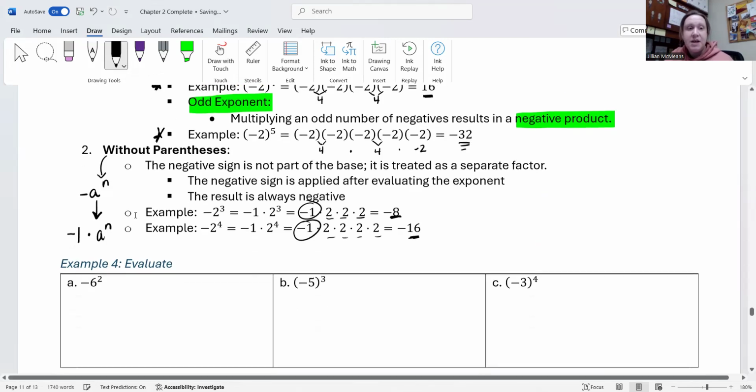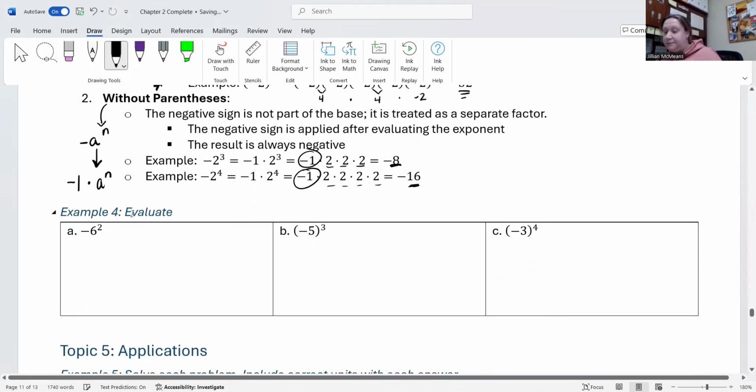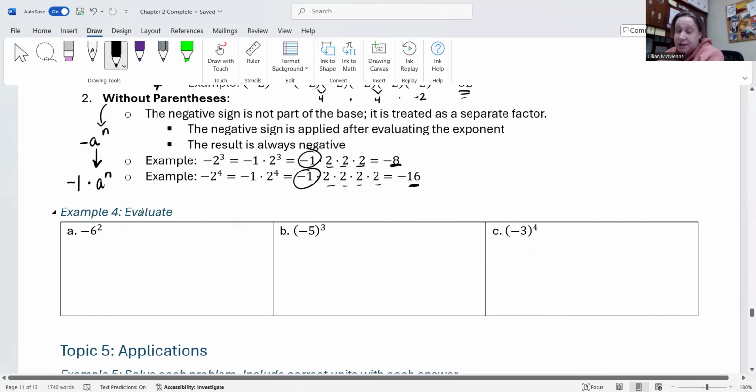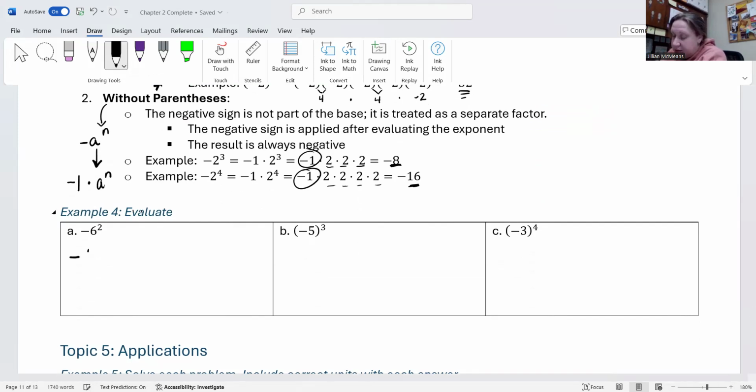Okay, so let's look at example 4. The directions here just say to evaluate. Part A, I have -6 squared. First thing you want to do is say, is my negative in parentheses or not? Here, it's not. So I would automatically rewrite this as -1 times 6 squared. Well, 6 squared is just 6 times 6, so this is -1 times 6 times 6. Well, 6 times 6 is +36, but then I take that positive and I multiply it by -1. That gives me -36. Okay, so again, no parentheses, it's always going to be negative.